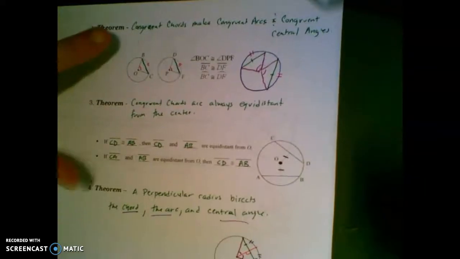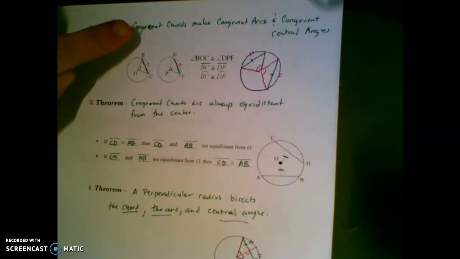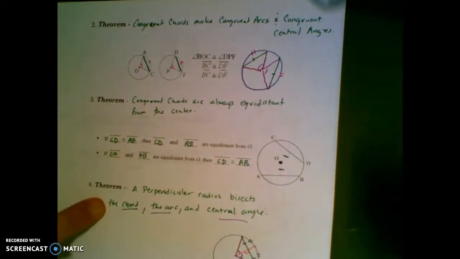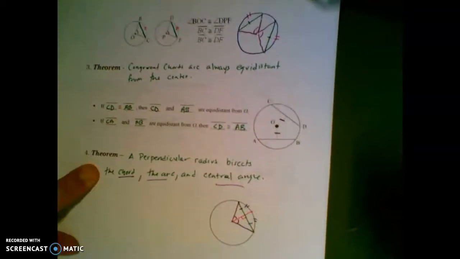And we'll have problems that kind of use those properties. So again, the theorems go like this: congruent chords cut congruent arcs and congruent central angles. Congruent chords are also going to be equidistant from the center. And then finally, if a radius is perpendicular to a chord, three things are bisected: the chord, the arc, and the central angle. So let's see if we can use those properties.